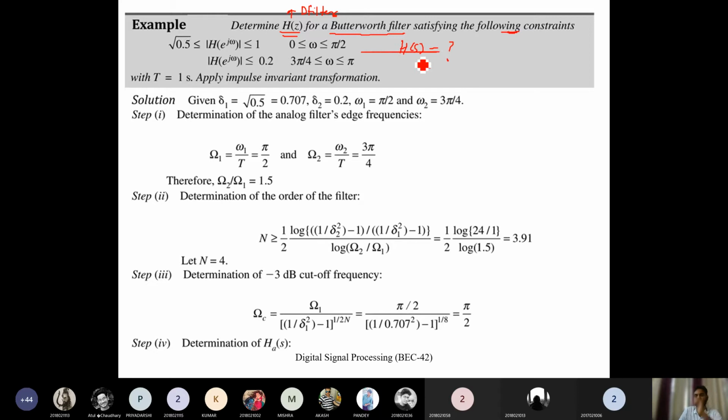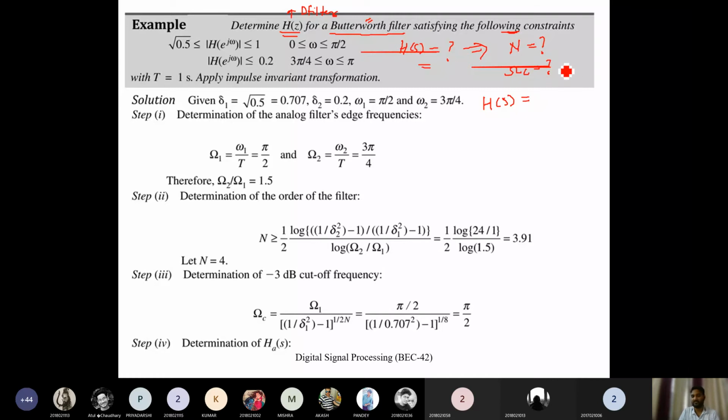When H of s is not given, then first of all, our first motive should be to find out the H of s. And to find out H of s, we need to know the value of n, that is the order of the filter, and also the cutoff frequency. Okay, so these two values are required to find out H of s, that is the transfer function of an analog filter. And we also know the generalized formula for H of s, that is the transfer function of a Chebyshev filter. Sorry, the Butterworth filter, because we need to have a Butterworth filter.